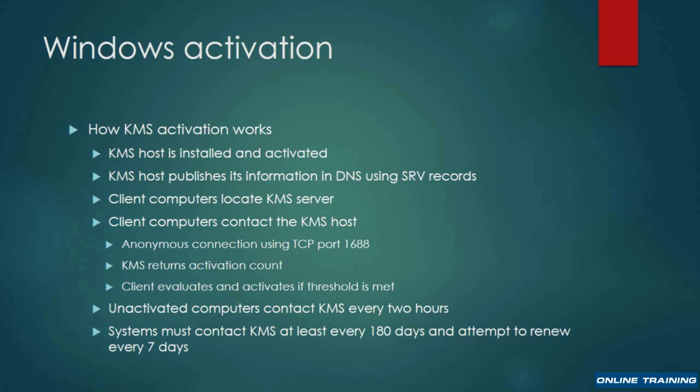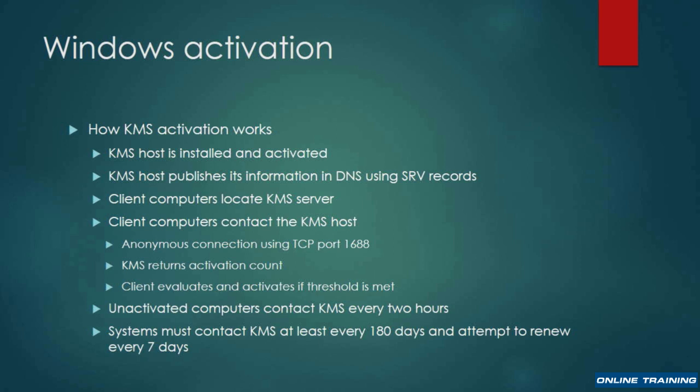So the way it works is a KMS host is installed and activated. This is a Windows server. It's then going to publish its information in DNS in the form of service records. Those are SRV or service locator records that point to the machine that's providing the service. So clients will use those service records to locate the KMS server. They'll contact that server using anonymous connection on TCP port 1688.